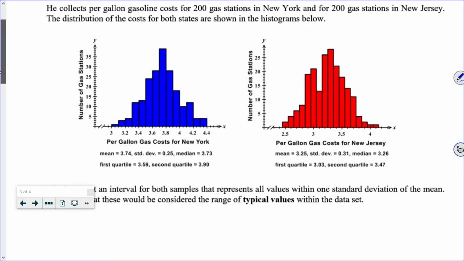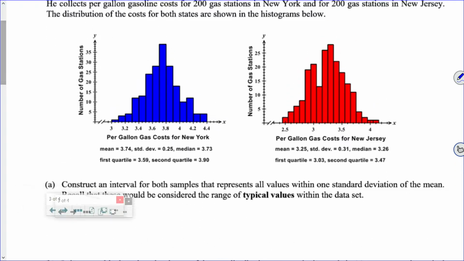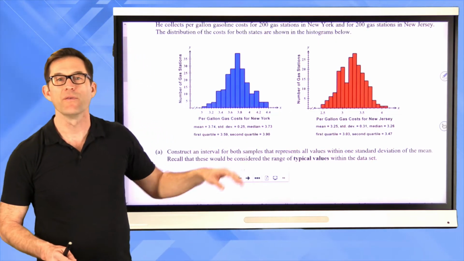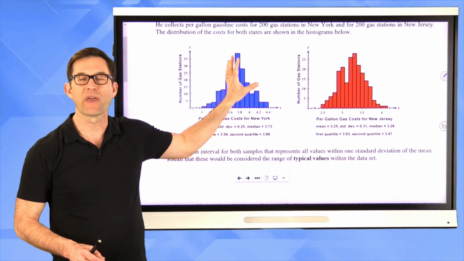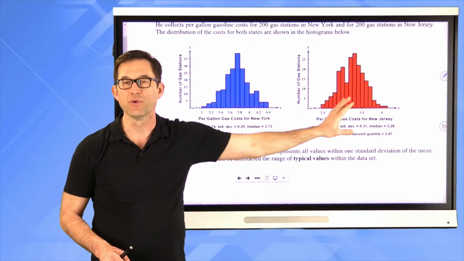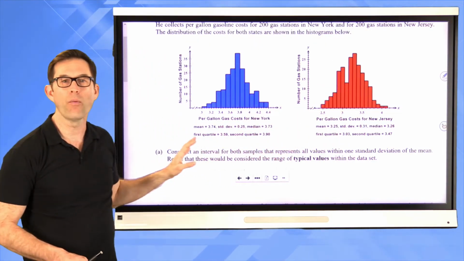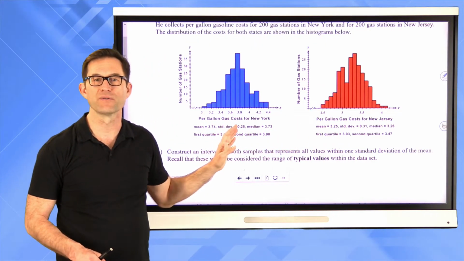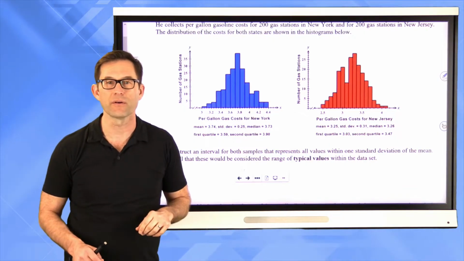All right, cool. So let's take a look at these things a little bit before we start answering the questions, right? We've got our distribution of gasoline prices per gallon for New York in blue. We've got the distribution in red. We've got a whole bunch of statistics here. Let's go right to the board so we can take a look at those statistics a little bit clearer.